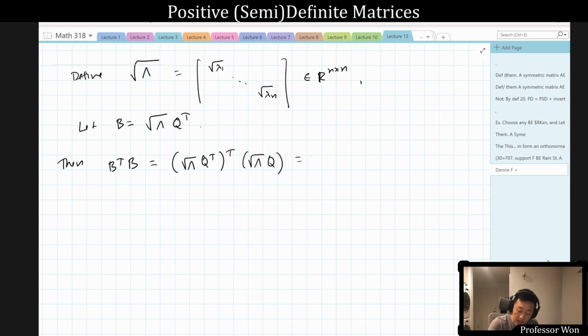Right? But this is just q transpose transpose times root lambda transpose times root lambda, sorry, there's a q transpose missing here, root lambda q transpose. But now, this is a diagonal matrix, so it's equal to its transpose. So this is q root lambda q transpose. But root lambda times root lambda is just lambda, so you get q lambda q transpose. This is just A.